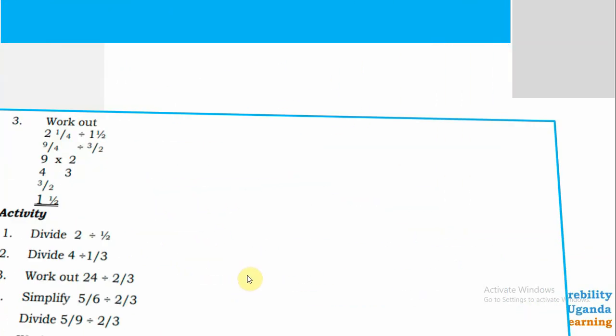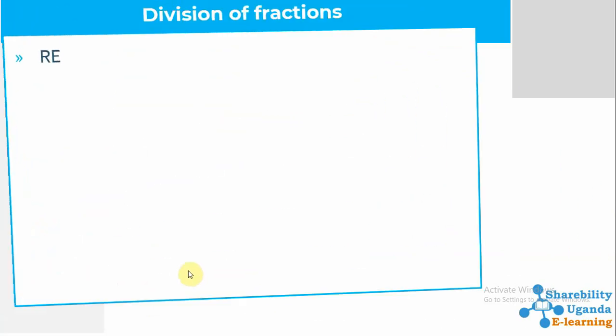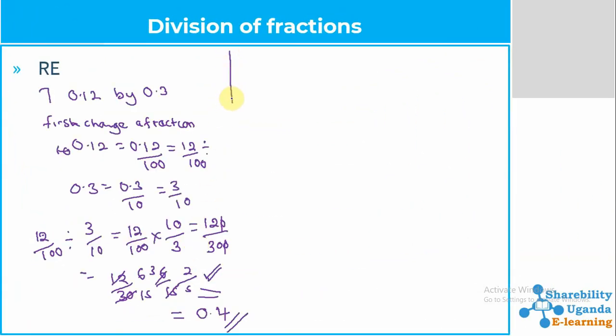Okay, so let's look at some more questions that have been given. We have 0.12 divided by 0.6. Okay, let's also work this out and see how we can get the answer. So we said we first change it to fraction. 0.12 is the same as 12 out of 100. Then 0.6 is the same as 6 out of 10.